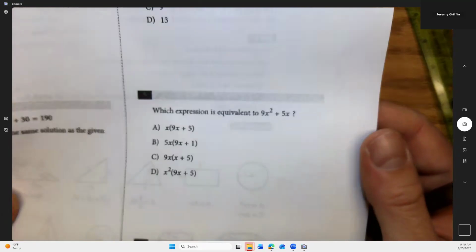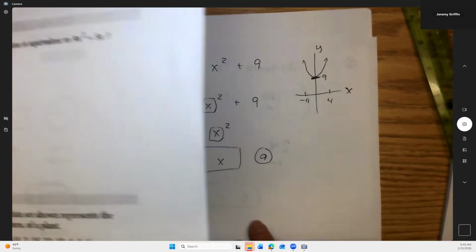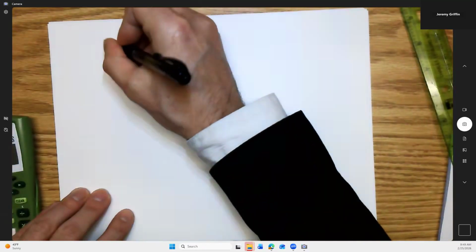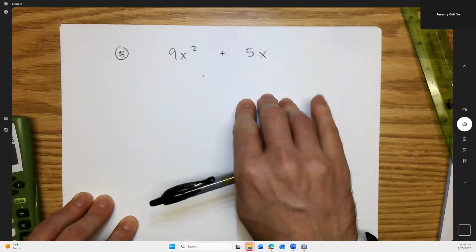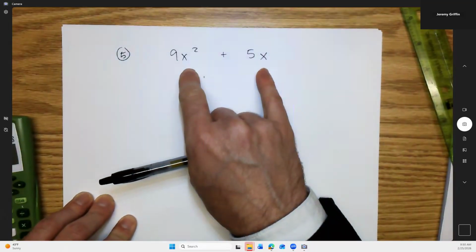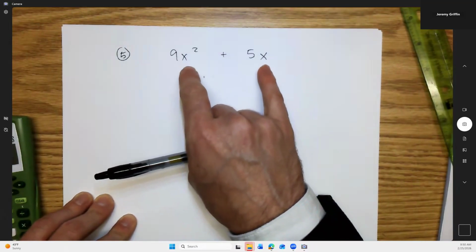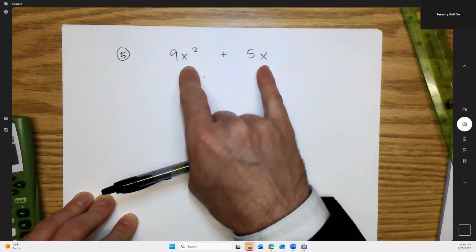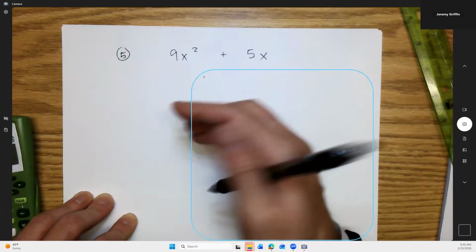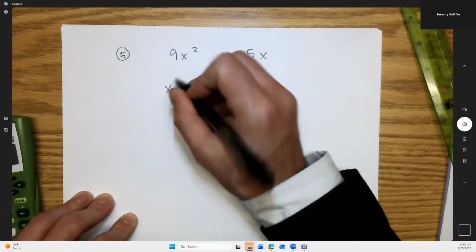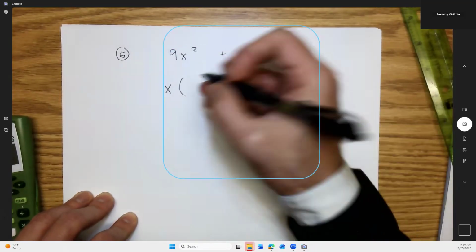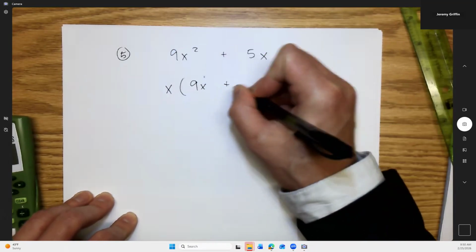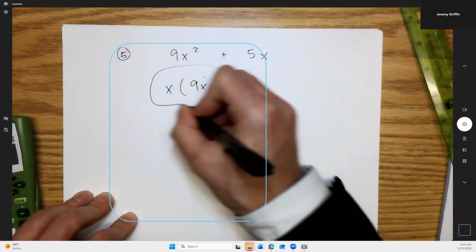Number 5. Which expression is equivalent to 9x squared plus 5x? Let's see. So we got 9x squared plus 5x. There are 2 terms here, the 9x squared and the 5x. What do they both have in common that you can factor out? Just an x, right? I can take an x out, but not anything else. The 9 and the 5 don't have any common factors. So I have 9x plus 5 left here. I think that's what they're looking for.